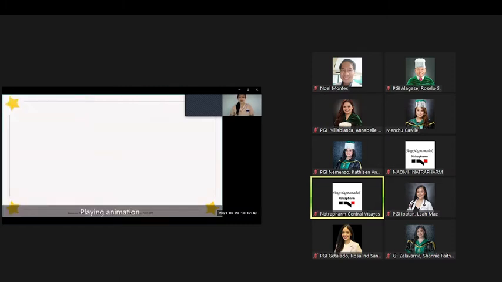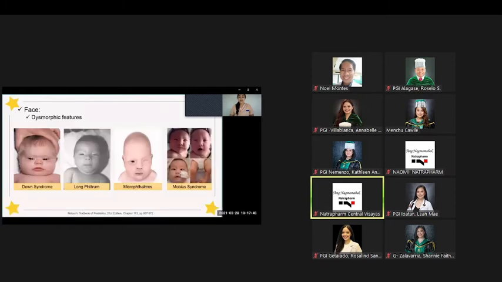So for the face, the general appearance of the face should be noted with regard to dysmorphic features in the epicanthal folds, widely or narrowly spaced eyes, microphthalmos, asymmetry, long philtrum, and low set ears, which are often associated with congenital syndromes.